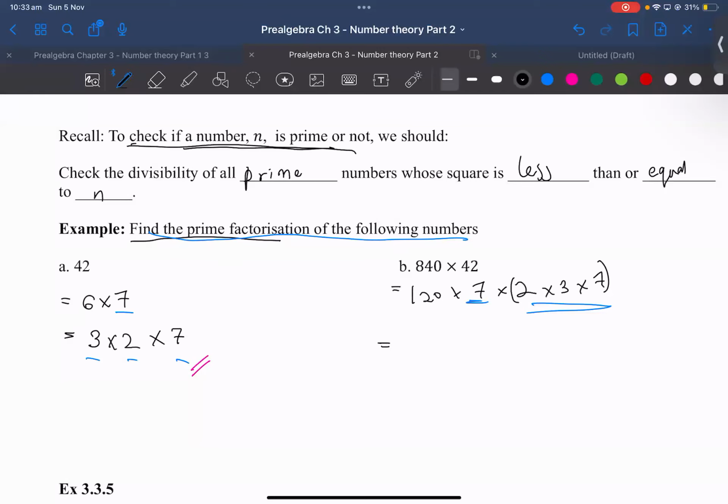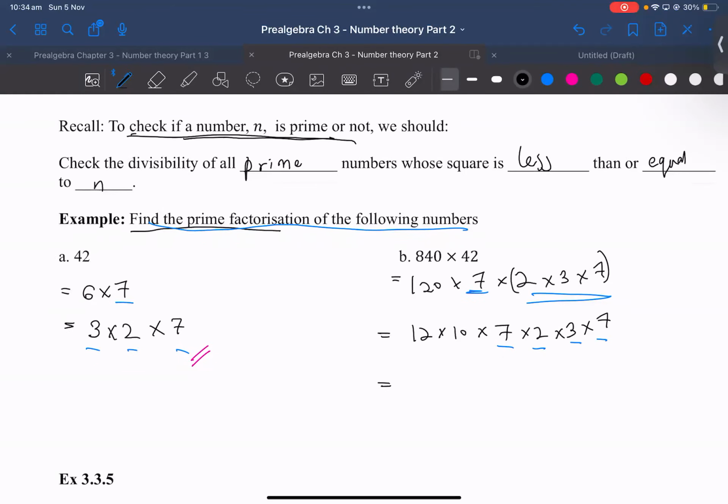12 and 10, very good. Yes, we got these 4 prime. Can we break the other 2? 12 and 10, are they prime? No, they're composite. So we need to break them down more, right? How do we break them down? We'll break them separately. How can we break down 10? 5 and 2. Yeah, 5 and 2. Good. What about 12? 4 and 3.